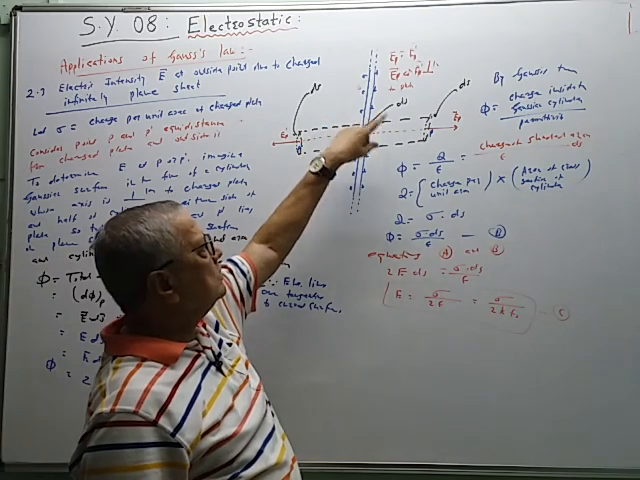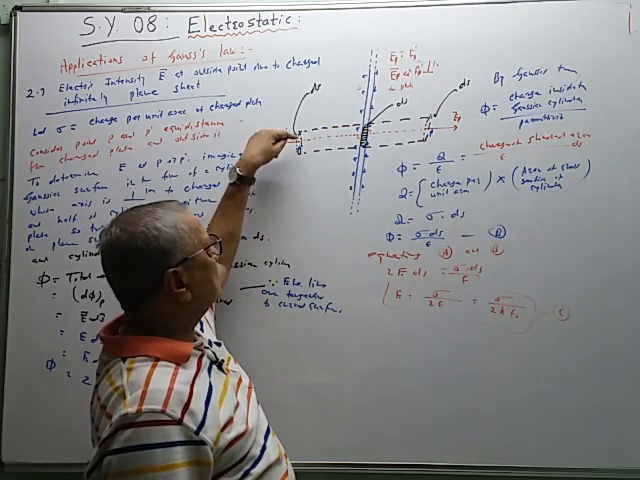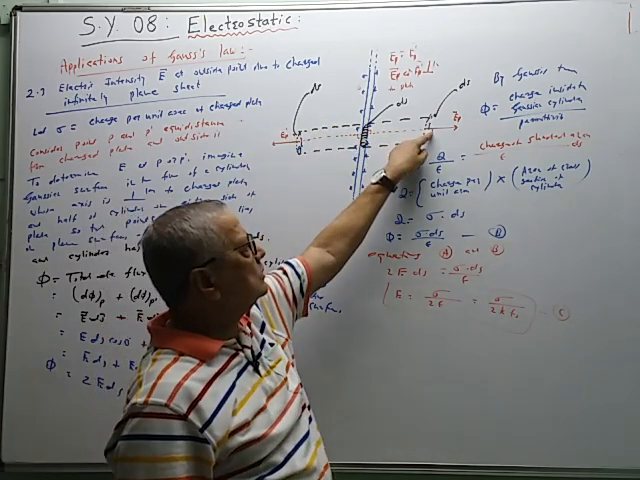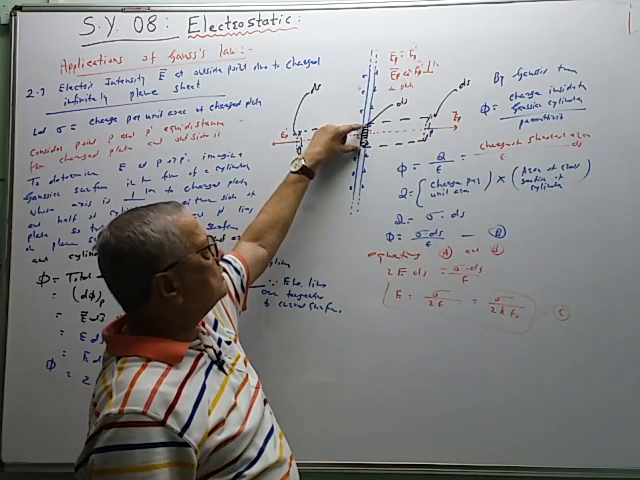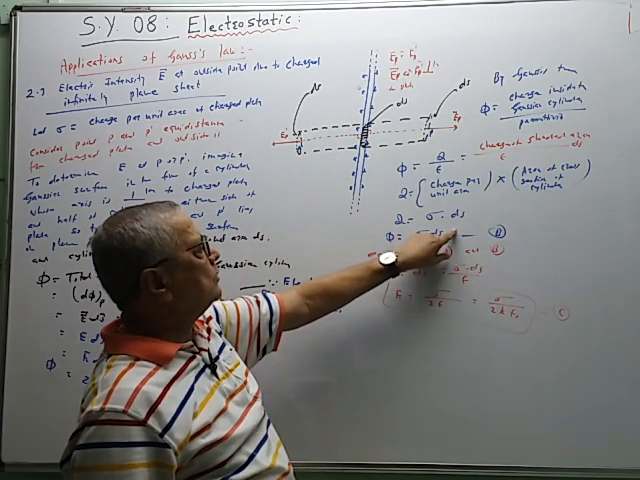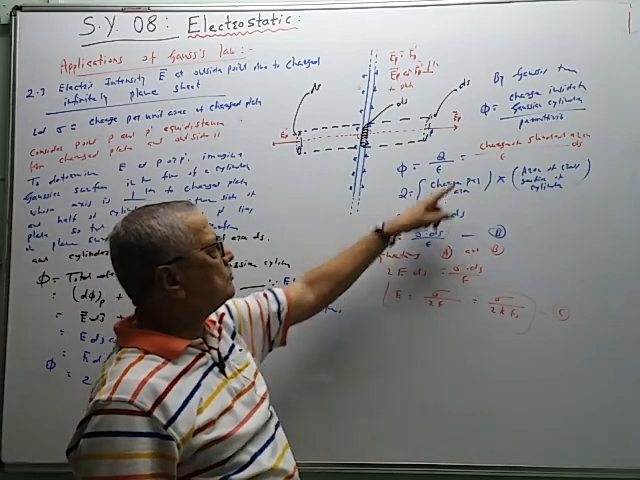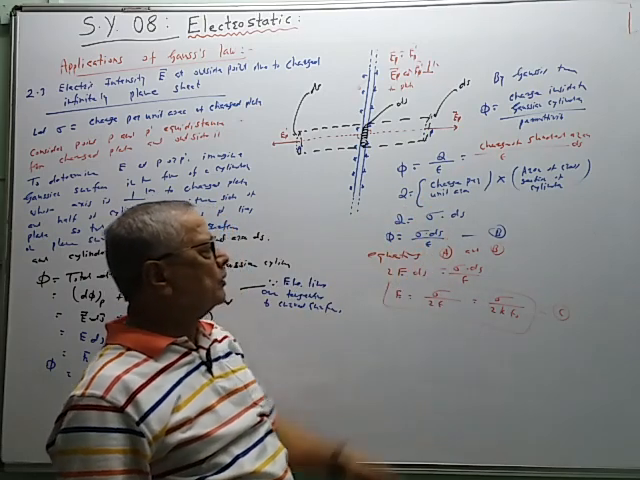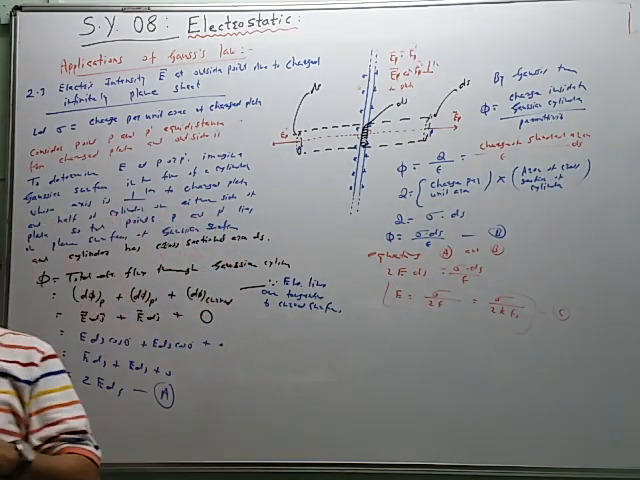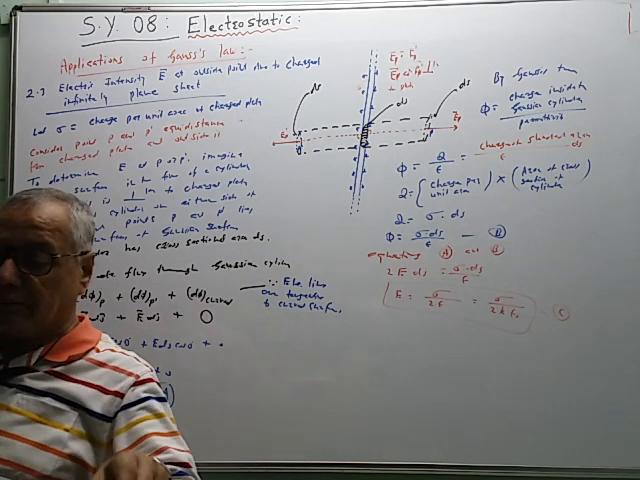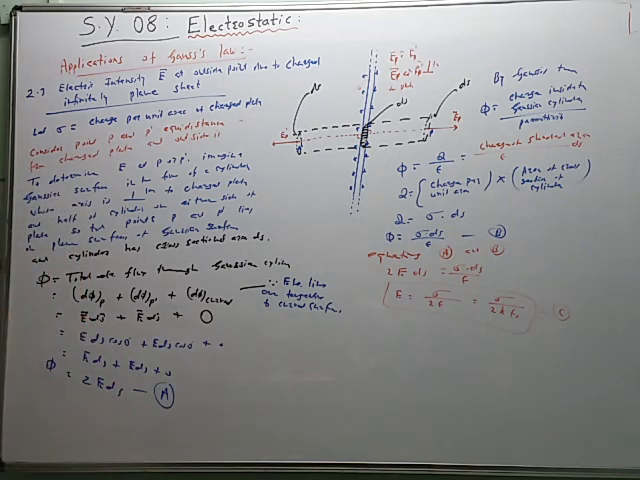The shaded area is the cross sectional area of the cylinder. This is ds, this is ds, this is also ds. So the charge present on area ds is equal to sigma into ds, and therefore sigma ds upon epsilon. So this is the value of electric flux by using the Gaussian formula. So these are the two applications.